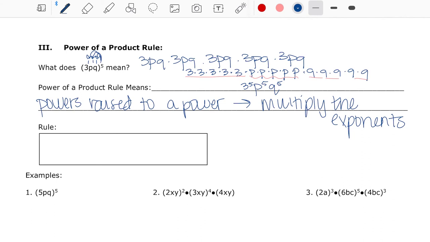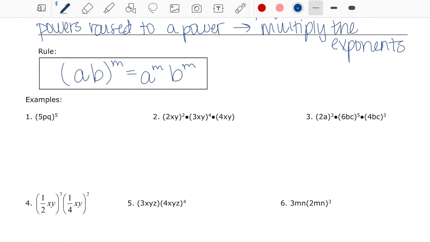So our rule here, if I have ab and it's all to the power of m, that means that I have a to the power of m and b to the power of m, because it's going to go to both of the things in the parentheses. So just like the one that we did, our exponent here was 5 to the 1st, p to the 1st, and q to the 1st. So when powers are raised to a power, you multiply your exponents to get 5 to the 5th, p to the 5th, and q to the 5th.